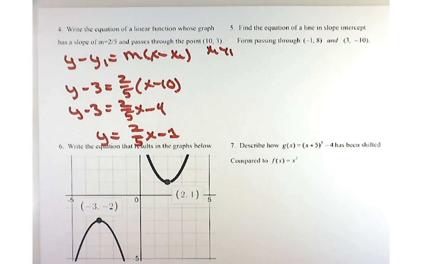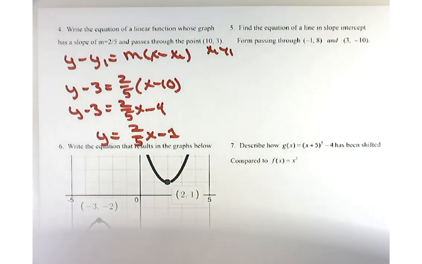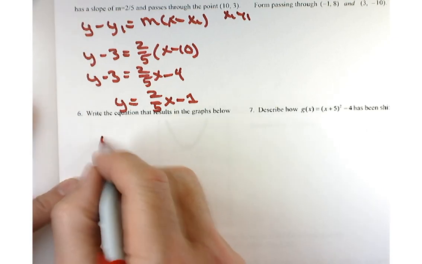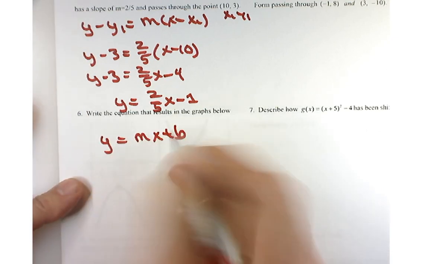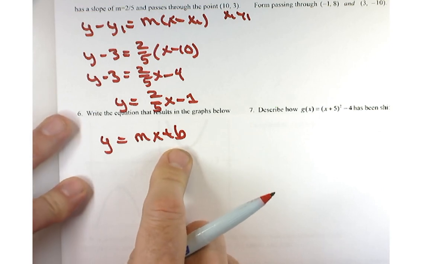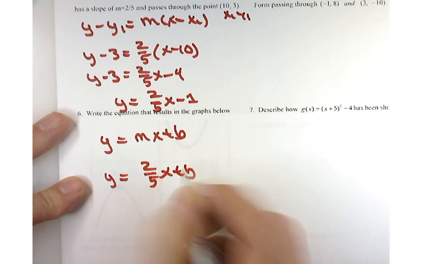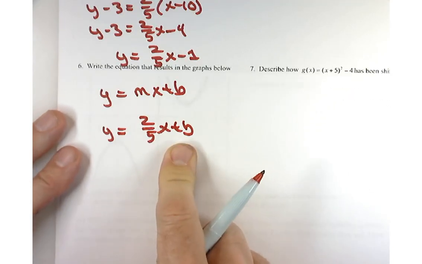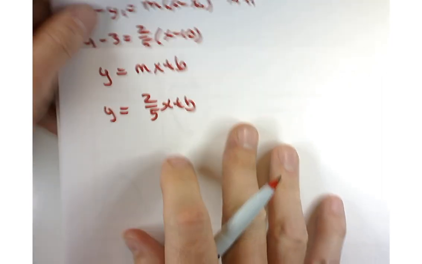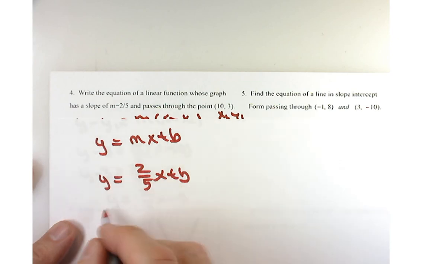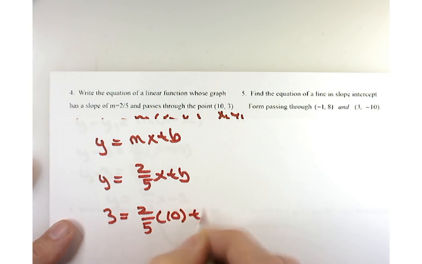So another way you could do this one, if you wanted to do it this way, and it's up to you, I don't have any preference, I kind of like this way better, is y equals mx plus b. You know that's the form of the equation of your line, and you know what the slope is. So it's y equals 2/5 x plus b. You just don't know what b is. You do know that this line passes through the point (10, 3), right? So that's putting in a 3 for y, and a 10 for x.